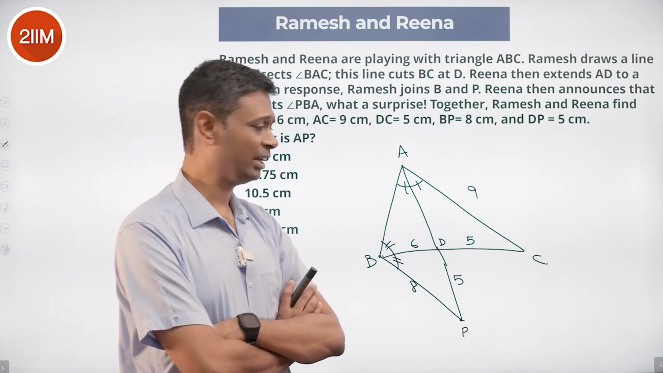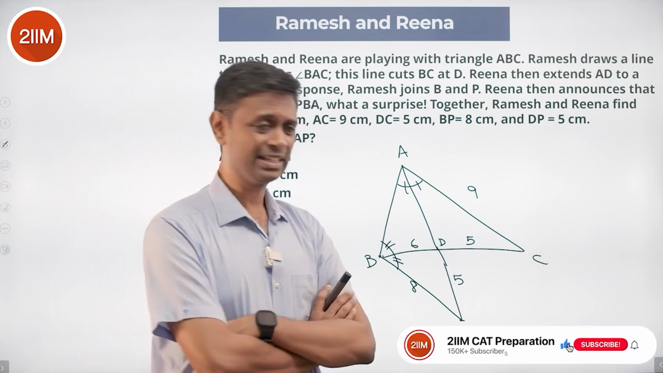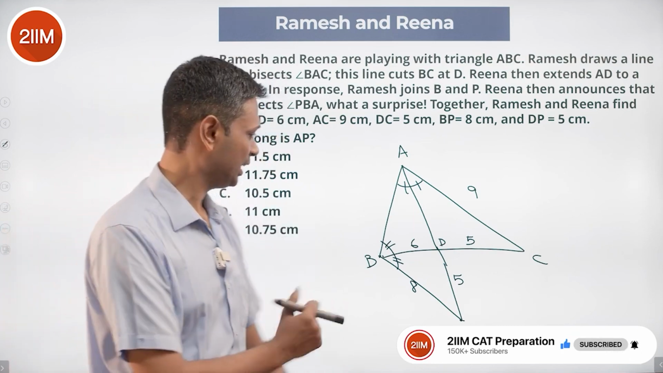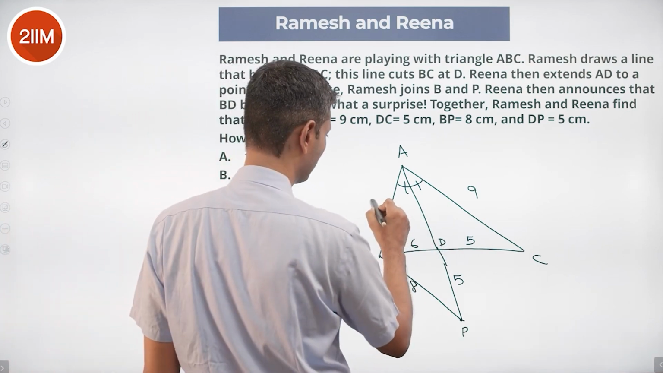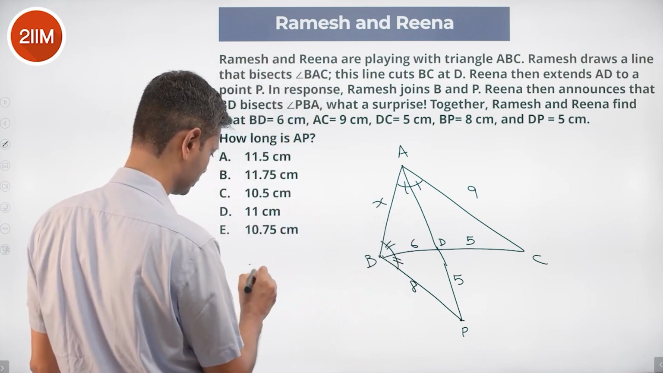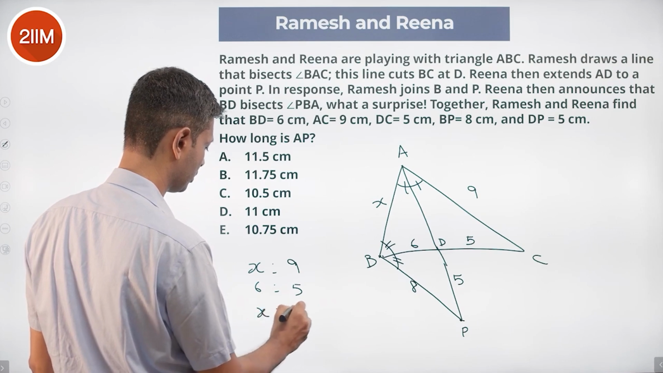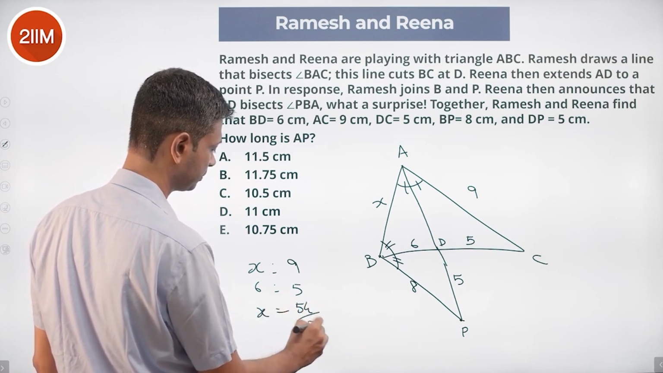Plug the first one, find AB. Plug the second one, find AD. We know AD, we know DP, we can find AP. Nice. Let's jump in. 6 is to 5 is X is to 9. X is 54 by 5.